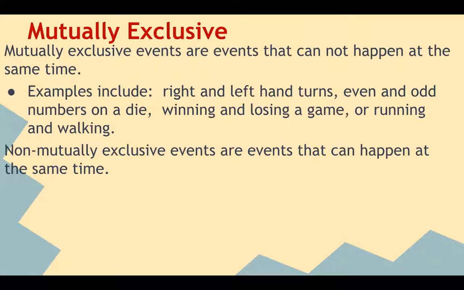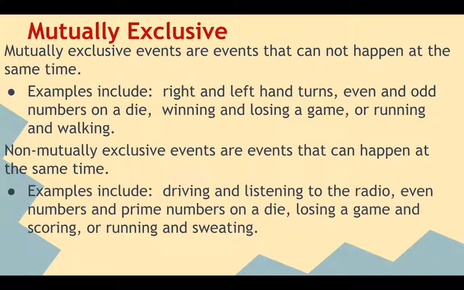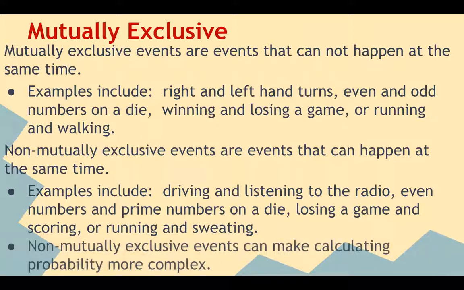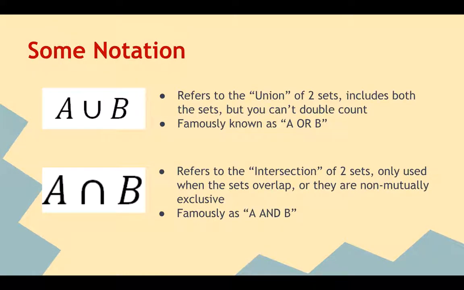Non-mutually exclusive is a different story. It's things that can happen at the same time. So you can drive and listen to the radio. You don't have to listen to the radio, but you certainly can do both at the same time. You can be even and prime: the number 2 is even and prime. Losing a game and scoring: you could lose, but you could score a touchdown or score a goal. And you can run and sweat. You don't have to sweat, and you don't have to be running, but you can be doing both at the same time. They make probability more complex because there's a need for a Venn diagram to look at the number of overlap.